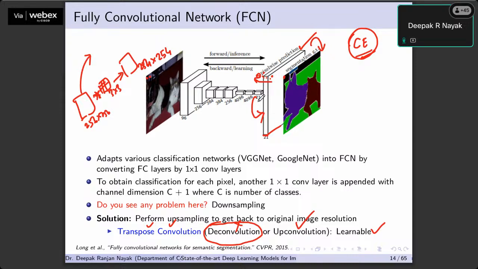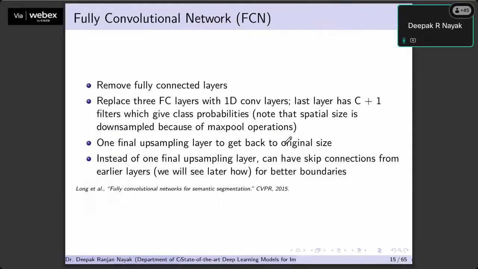Whatever may be the size of the last convolutional layer, you can just apply a 1x1 convolution, through which you can reduce the channel dimension from any dimension to C plus 1, where C is nothing but the number of classes which you are having. I hope it is clear. So this concept will remain the same across all the networks or all the architectures.